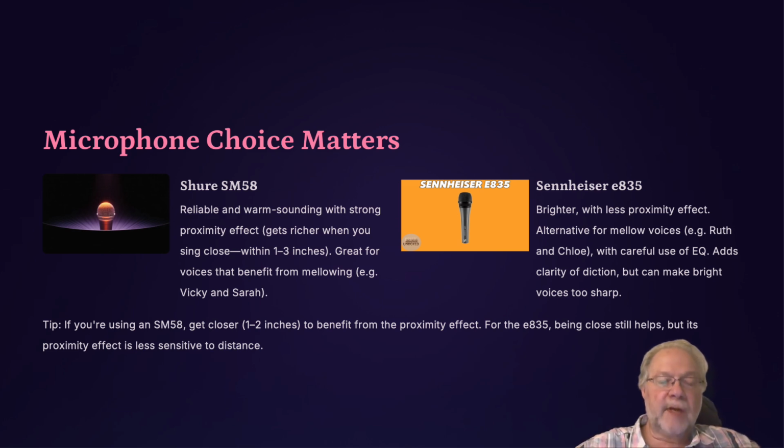The other mics that are to hand are Sennheisers. I think they're E835s, I hope they are. It is a popular alternative to the SM58, maybe slightly less expensive, but roughly the same price band. But they're generally brighter and have a smoother, less pronounced proximity effect. And that means that they are an alternative for mellower voices such as Ruth or Chloe, although we may still prefer to use the SM58 for their overall performance.